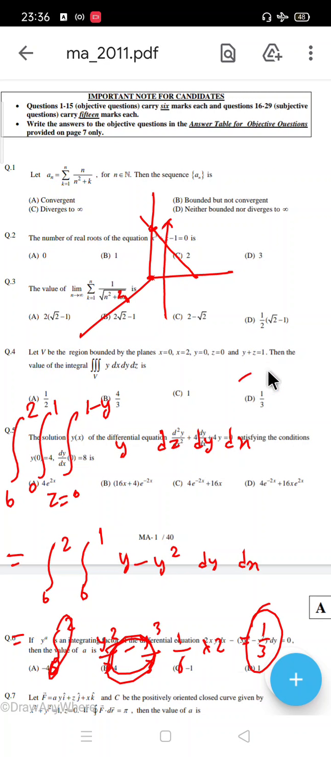1 by 3 must be option D is the correct one. Nice. That was a good one.